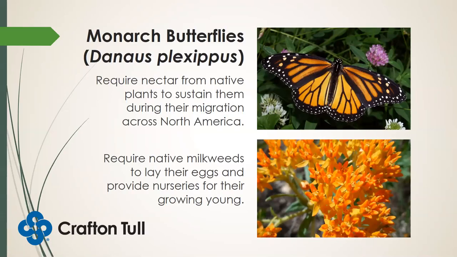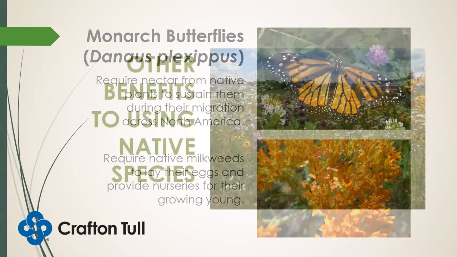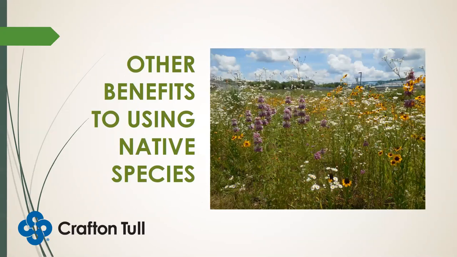And a lot of the decline in the number of monarch butterflies that we've seen over the last several years has been attributed to this loss of habitat. What about some other benefits of using native species?